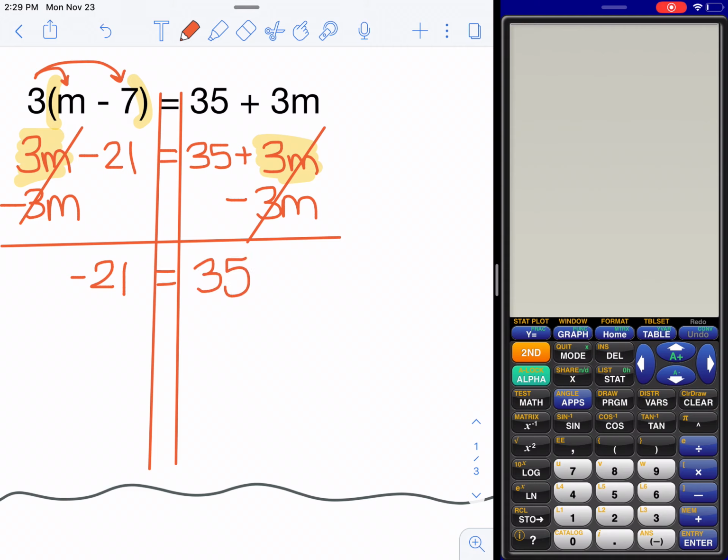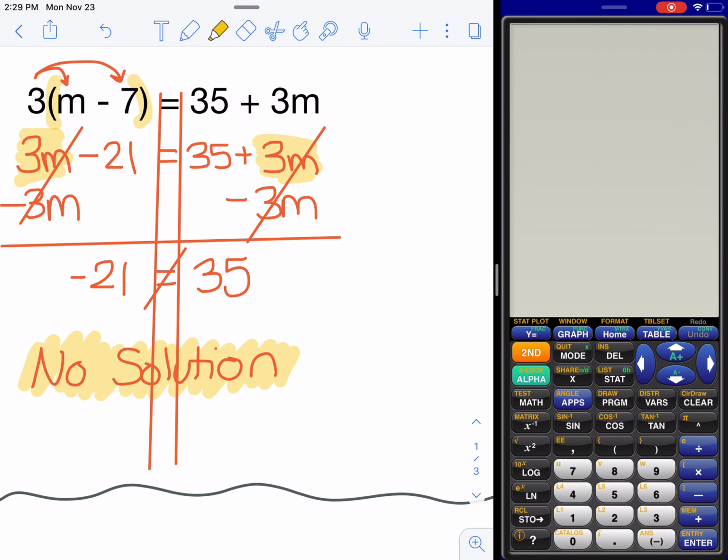And I look at that and I say to myself, does -21 equal 35? Are those the same number? Clearly no. Clearly they are not the same number. So what we have run into is a no solution equation. This equation has no solution. There's no number that I can plug in that would make it the same.